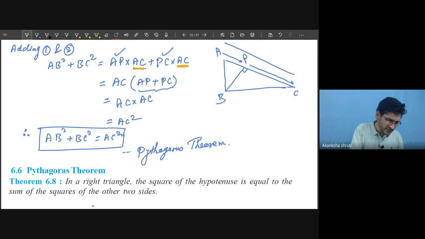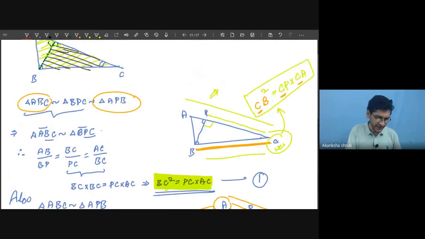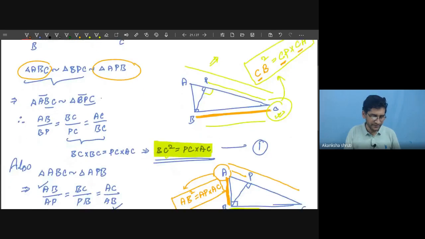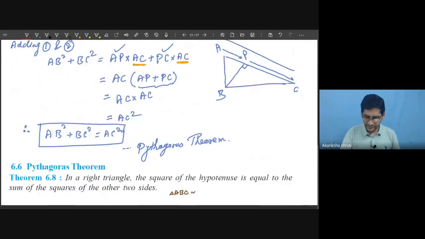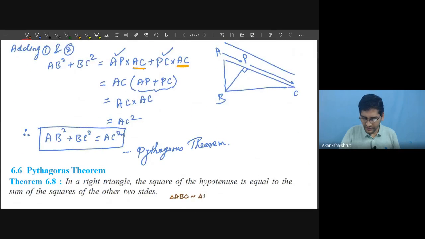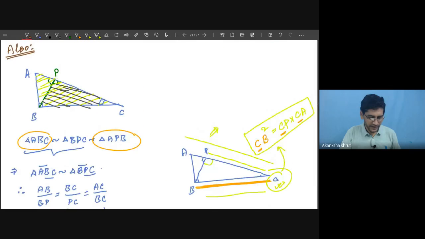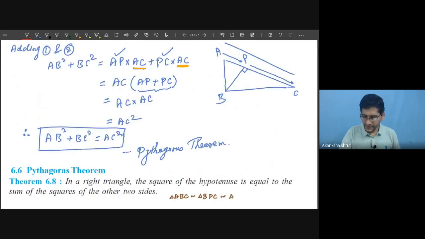You first prove the triangle ABC similar to the three triangles that we have taken, triangle BPC similar to triangle ABC. This you have to prove. Try to prove it by method 1.